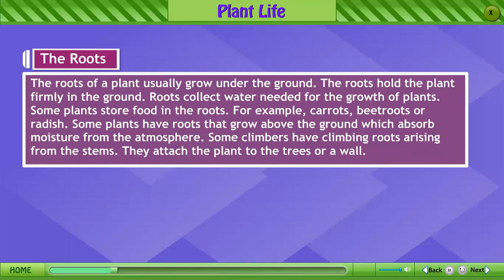Some plants store food in roots, for example carrot, beetroot or radish. Some plants have roots that grow above the ground, which absorb moisture from the atmosphere. Some climbers have climbing roots arising from the stems. They attach the plants to the tree or a wall.